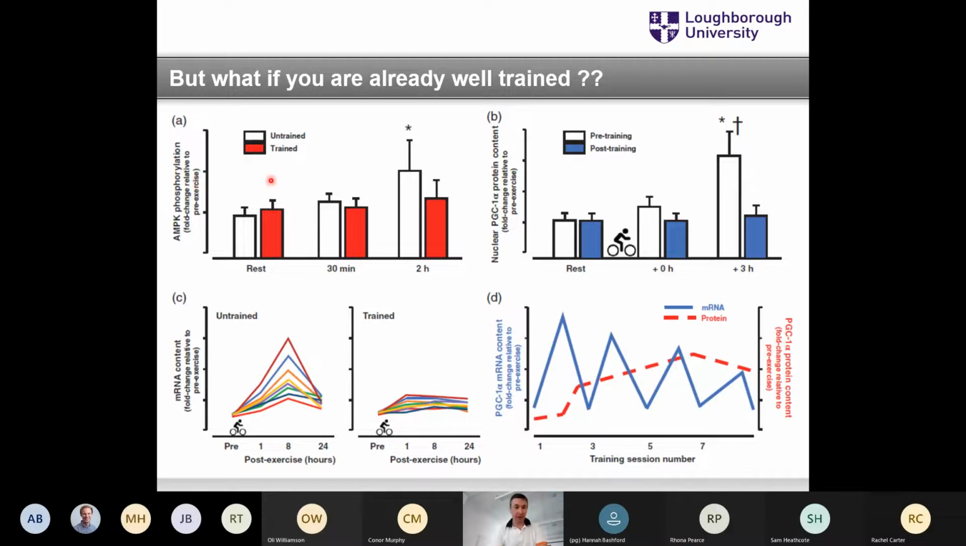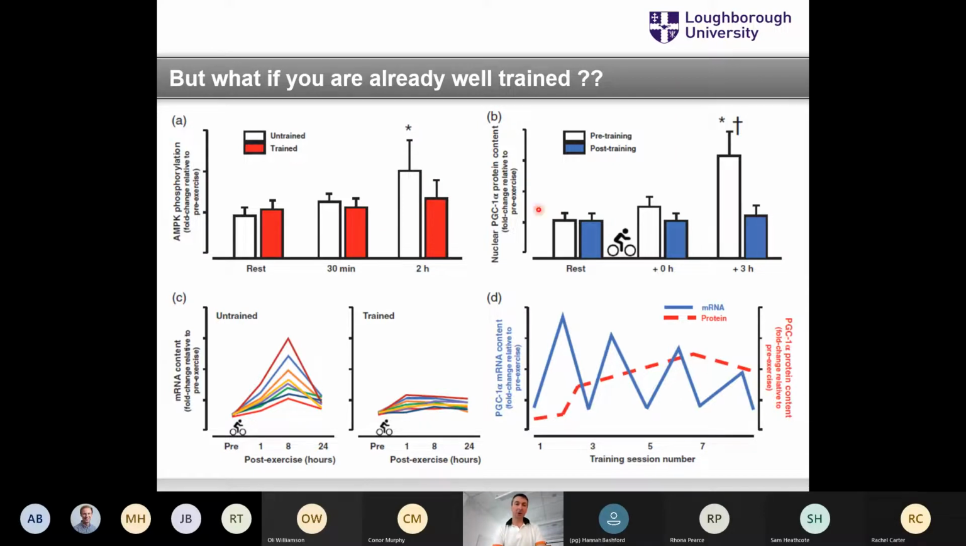So a couple of studies here, and you can see in this one, this is an initial signal for adaptation, the phosphorylation of AMPK, so that initial trigger for the adaptive response for mitochondrial biogenesis. And in the trained situation, or in trained individuals, in response to a standardized bout of exercise, you can see that AMPK is effectively not activated. So the activation of AMPK is attenuated.